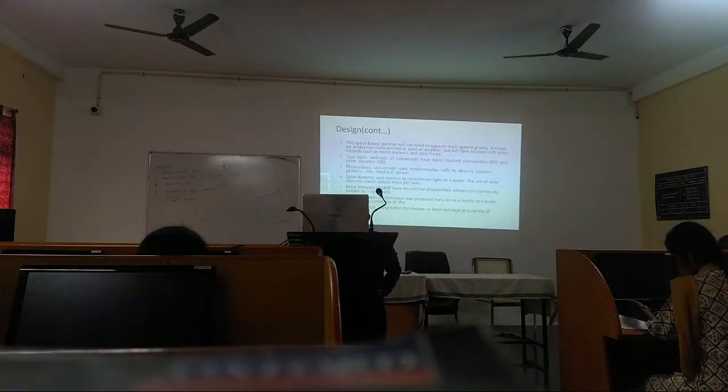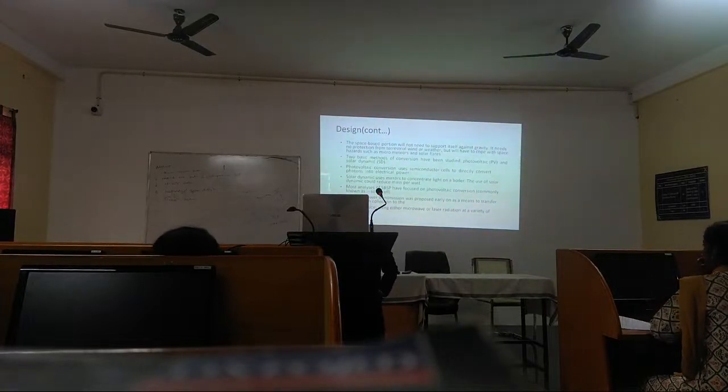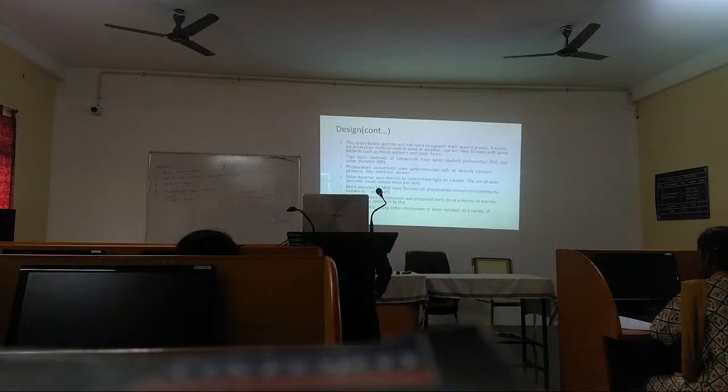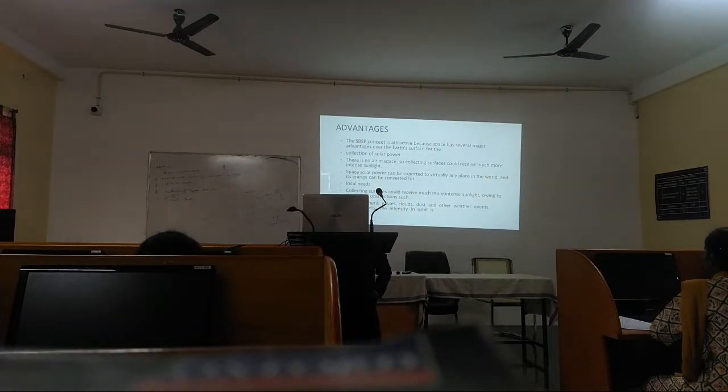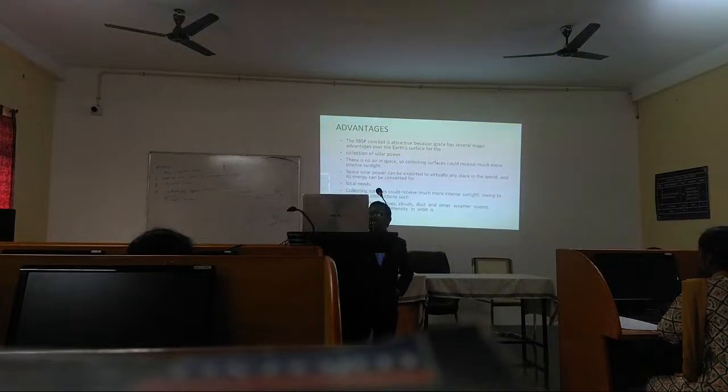Wireless power transmission was proposed early as a means of transferring energy from orbit to the Earth's surface using either microwave or laser radiation or a variety of means. Advantages: for collection of solar power, there is no air in space, so collecting surfaces could receive much more intense sunlight. Space solar power can be exported to virtually any place in the world, and its energy can be converted for local needs.